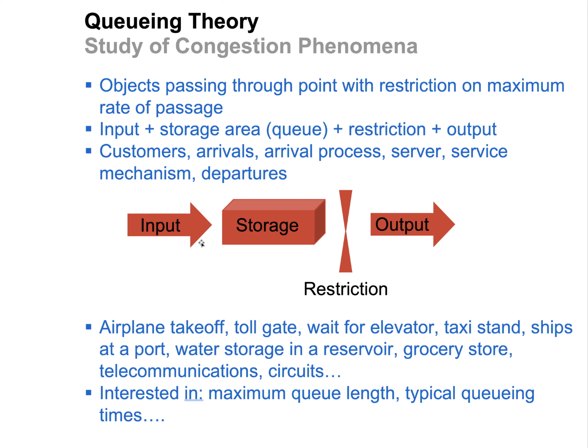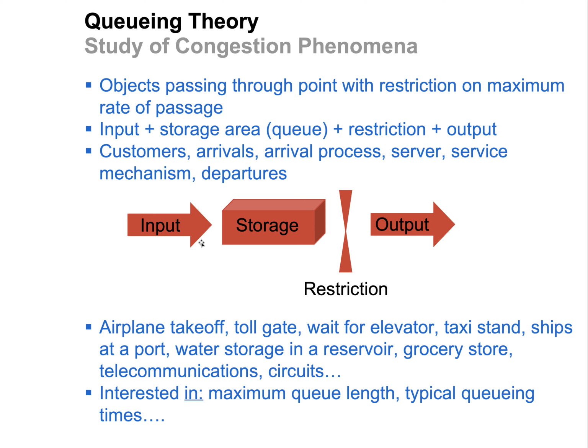The basic ingredients of queuing include customers, which might be travelers or vehicles, and that translates to arrivals and the arrival process that I just mentioned. Sometimes the restriction is called a server, and sometimes the mechanism that serves the arrivals is called the service mechanism, and sometimes the output process is referred to as departures.